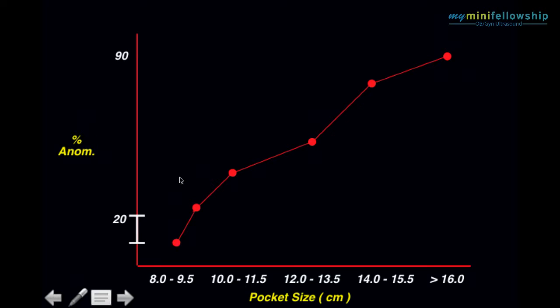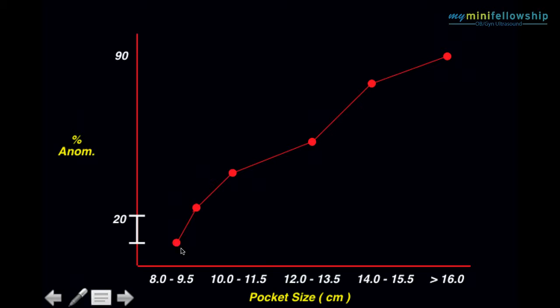And the percent of anomalies increased progressively all the way up to here. So papers that were originally published on polyhydramnios showing 80% of fetuses showing anomalies had an extremely high threshold for calling polyhydramnios. Those that showed 13% of anomalies had an extremely low threshold for calling polyhydramnios.